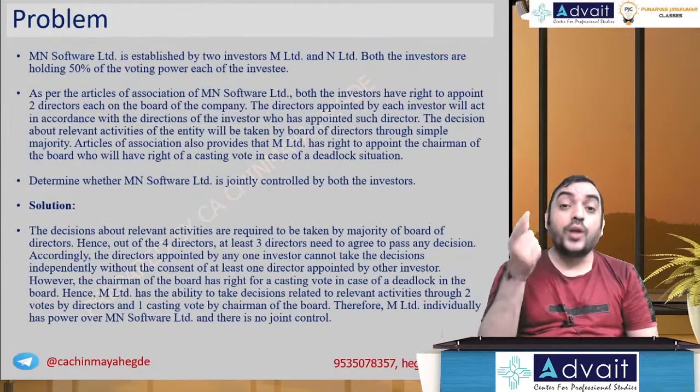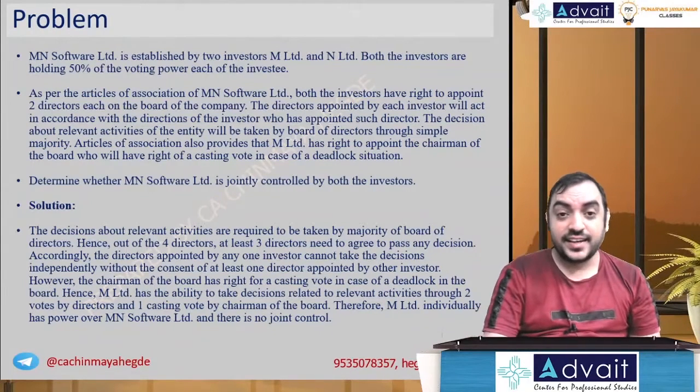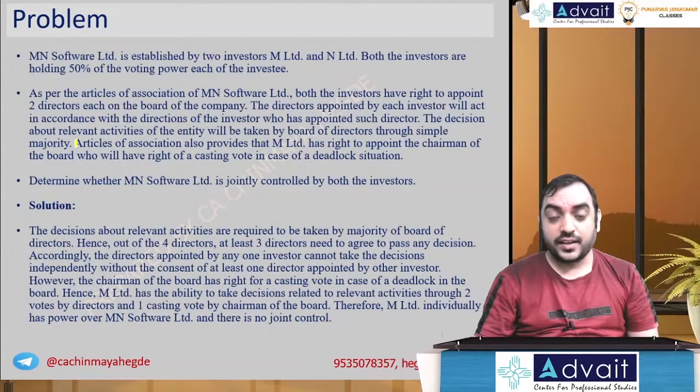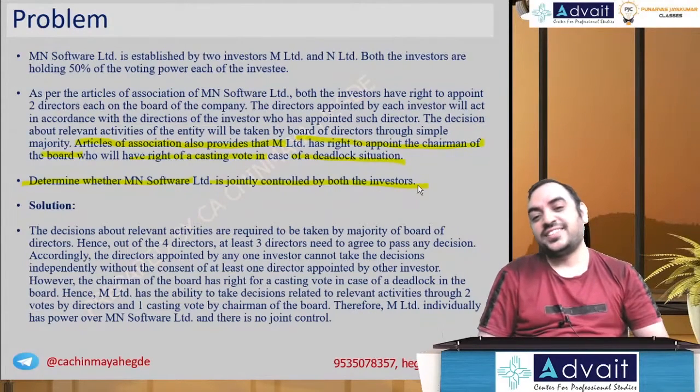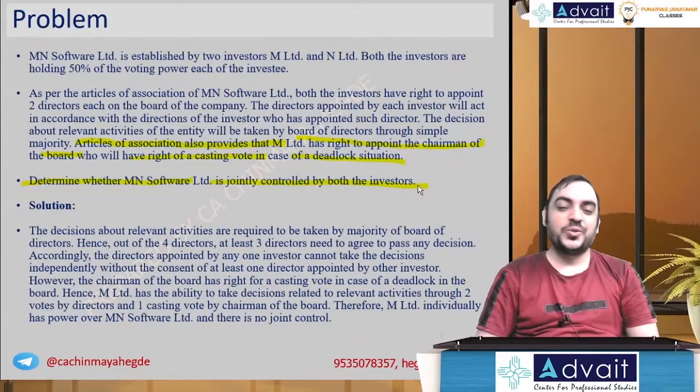Articles of Association also provide, read this, important. Articles of Association also provide that M Limited has the right to appoint the chairman of the board, who will have the right of a casting vote in case of a deadlock situation. Determine whether MN Software Limited is jointly controlled by both the investors. So what do you think in this situation would happen?